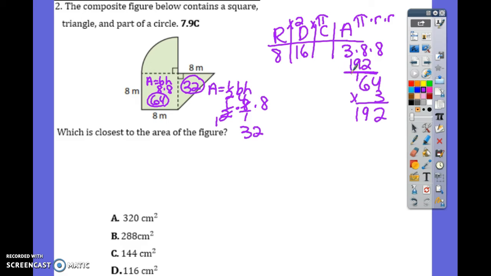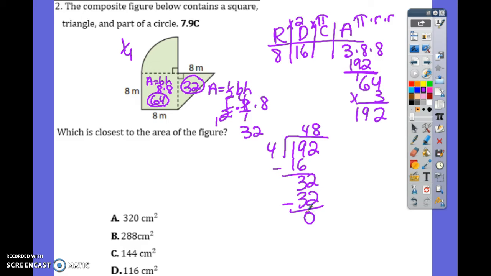Now I only have part of a circle. This is 1/4 of a circle. So I need to take 192 and divide it by 4. 4 goes into 19 4 times. 4 times 4 is 16. Subtract 19 minus 16 gives you 3. Bring down the 2. 4 goes into 32 8 times. 8 times 4 is 32. Subtract and get 0. So 192 divided by 4 is 48. So the area for 1/4 of a circle is 48.